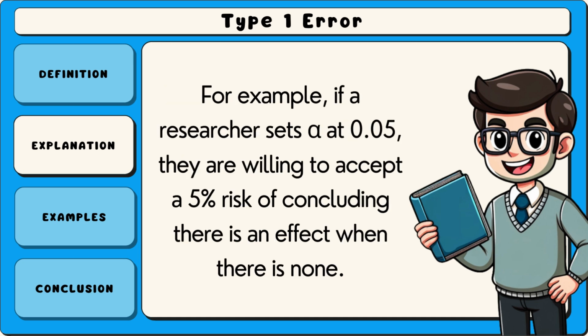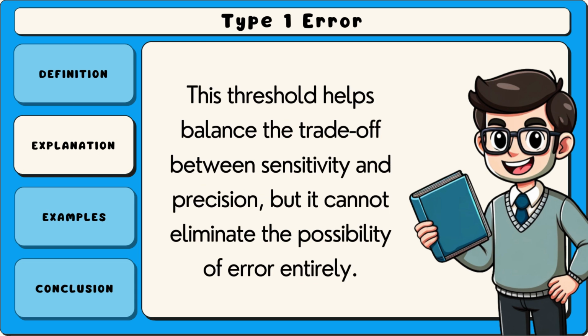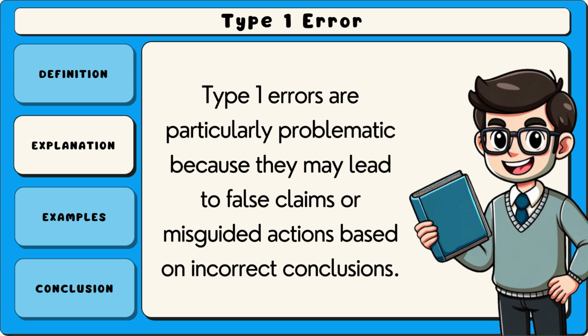For example, if a researcher sets alpha at 0.05, they are willing to accept a 5% risk of concluding there is an effect when there is none. This threshold helps balance the trade-off between sensitivity and precision, but it cannot eliminate the possibility of error entirely. Type 1 errors are particularly problematic because they may lead to false claims or misguided actions based on incorrect conclusions.